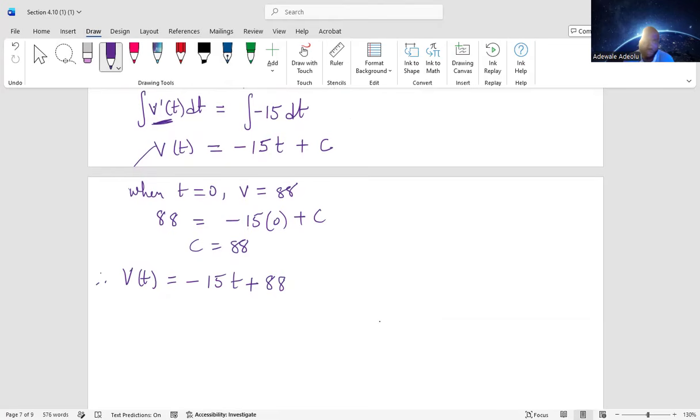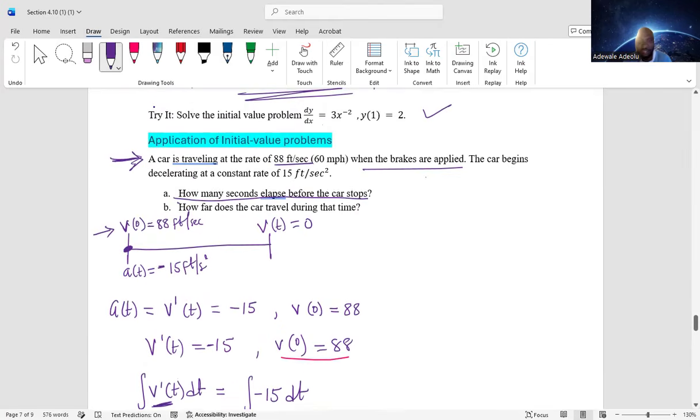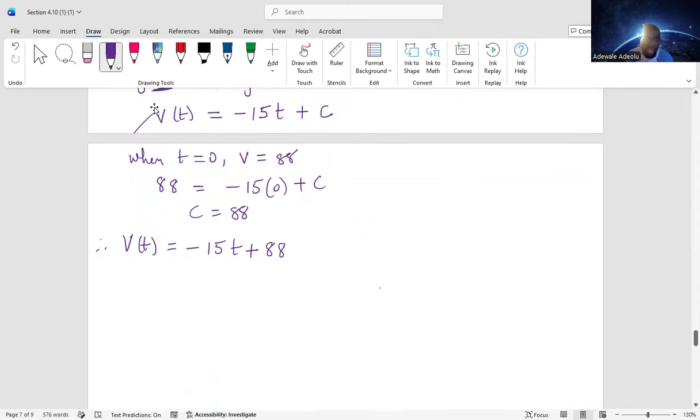We have that. Are we done? No, we're just being able to find a function in terms of velocity. The question is, how many seconds elapse before the car stops? That is, there's a clue there: before the car stops. We know that when the car stops, that function that we have now, v of t, will be 0.